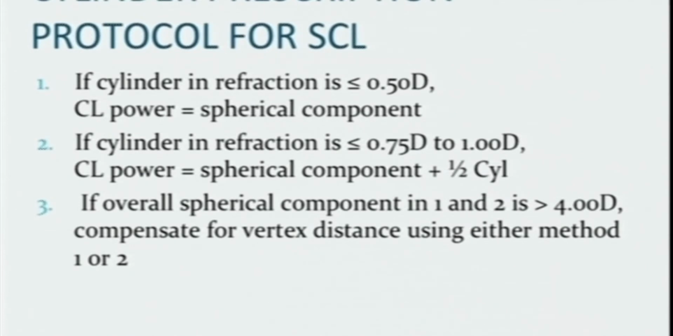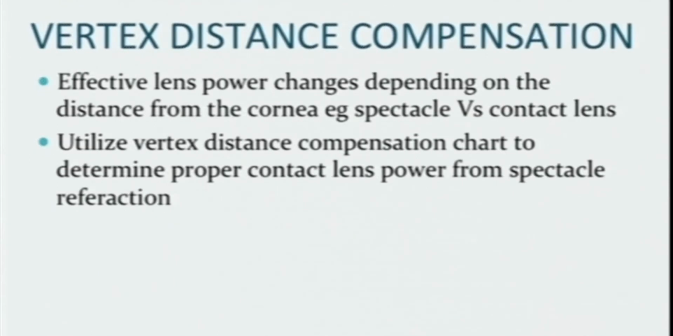If the cylindrical power is less than 0.5 diopters, you can ignore it and just give the spherical power only. If it is between 0.75 to 1, you can take half the power of the cylinder and add it to the spherical component. And if it is more than 4 diopters, then you will have to go for the vertex distance correction. Why do we have to take a vertex distance correction? The distance of the spectacle from the cornea is different, and as the lens goes nearer, the power changes. The contact lens is nearer the cornea, whereas the spectacle is away from the cornea.